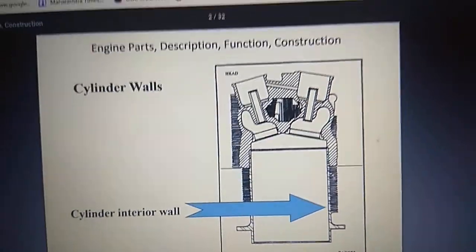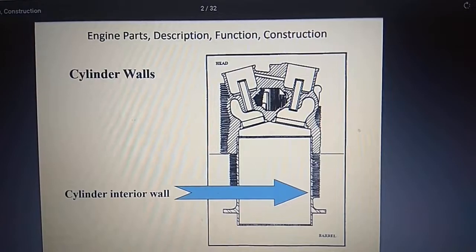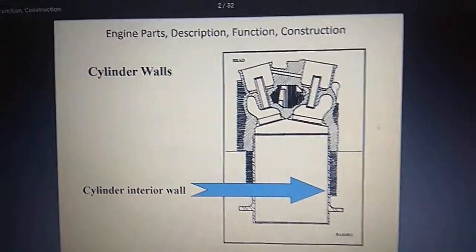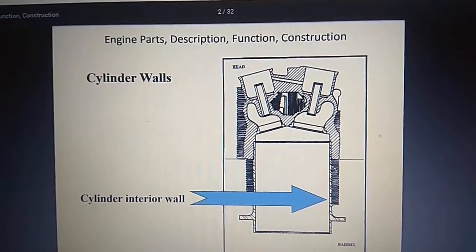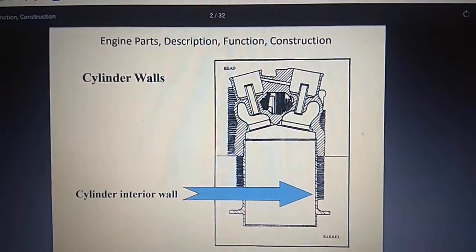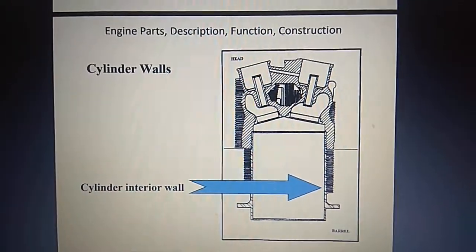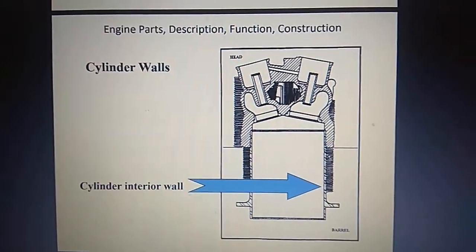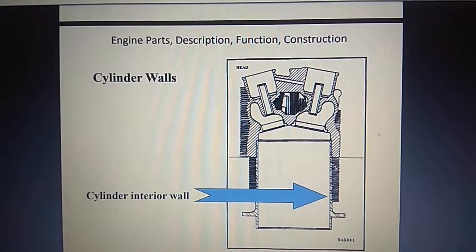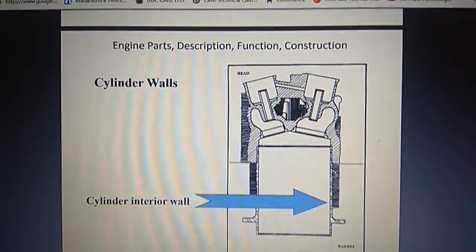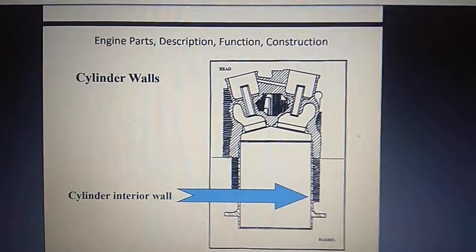Let us consider the cylinder wall. From the figure, we can see the basic parts: engine parts, their description, their function, their construction, etc. The arrow indicates where exactly the cylinder wall is located. You can see the inlet and outlet walls, and the interior wall is called the cylinder wall, in which the piston reciprocates.